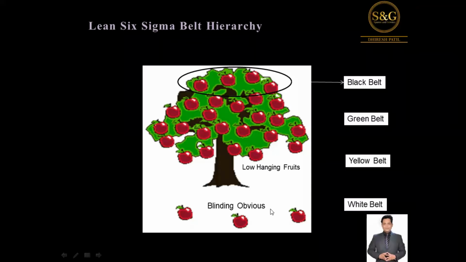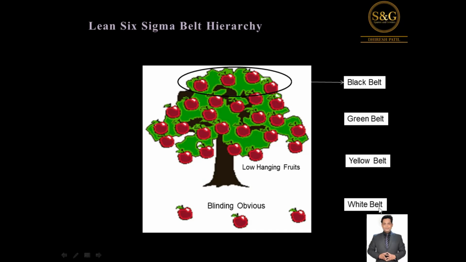Now imagine your organization as a tree, and the fruits are nothing but, let's say, problems or challenges which we encounter in every day of our life. So white belt can be compared to the fallen fruits on the ground, which are blindingly obvious. So at the white belt level, basically what we give is a general understanding of this DMAIC process, these five stages, and the problem solving approach, which is universal in nature.